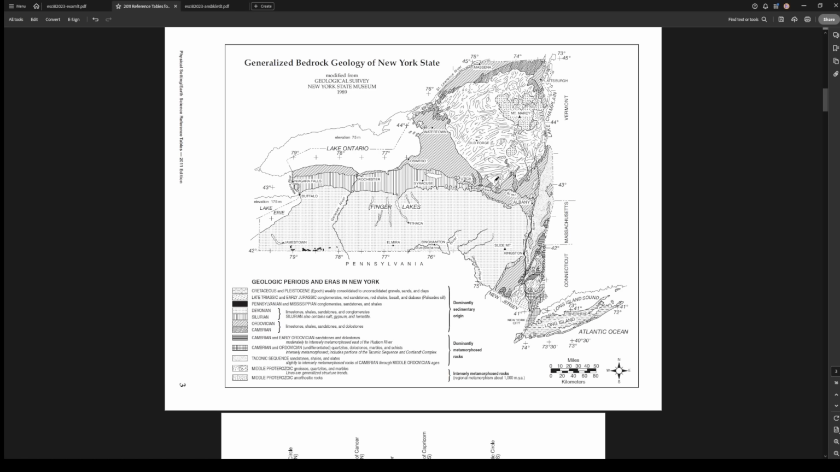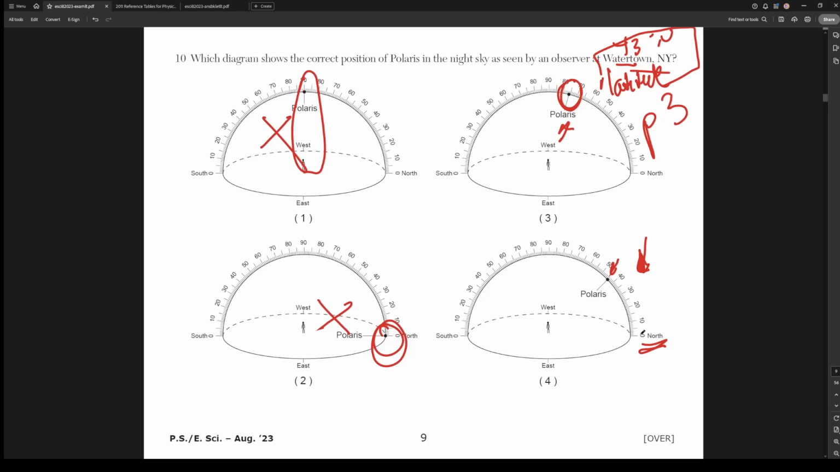And we look for Watertown, which is here. So yeah, it's about 44, and that checks out. So it's going to be 4.